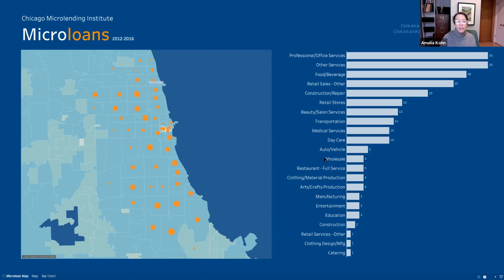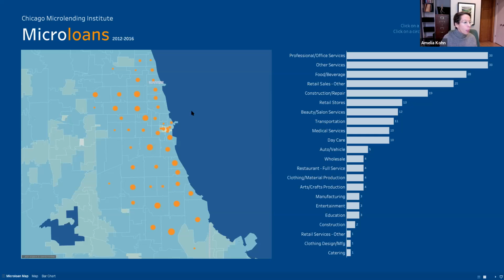Okay, so again, the circles on the map show the location of small business owners who've received loans. The size of the circles show the number of loans in that zip code area. So where you see larger circles are zip code areas that got more loans. Where you see real tiny circles, those zip codes got fewer loans. And the bar chart on the right shows the number of loans in each type of industry.